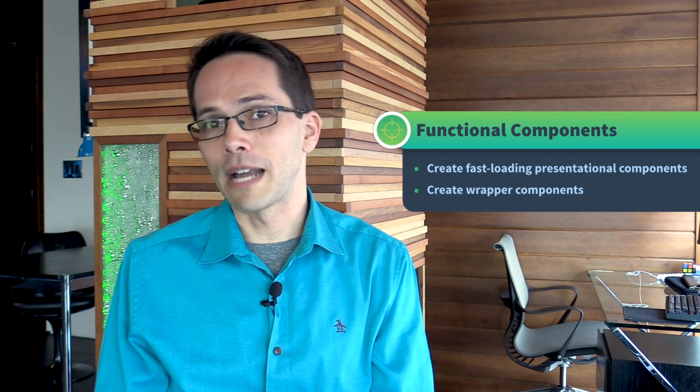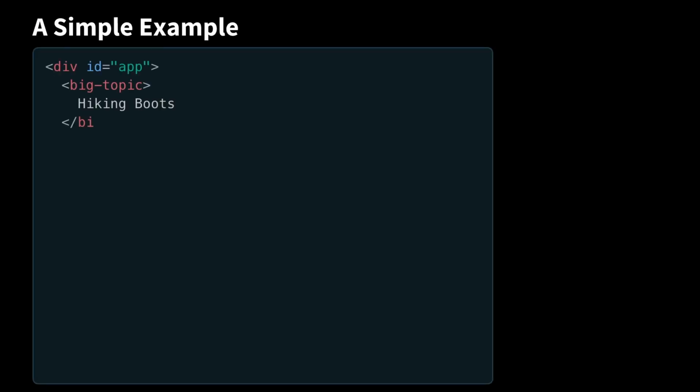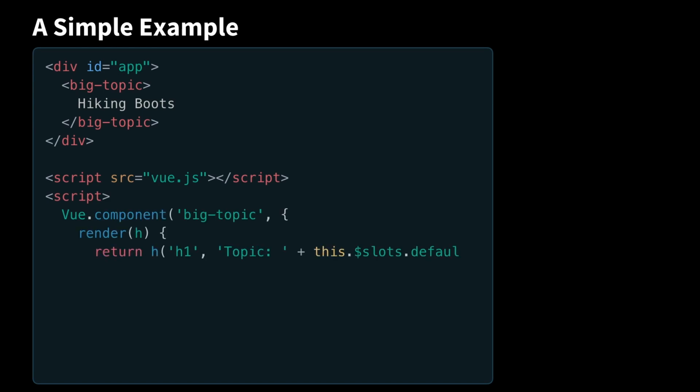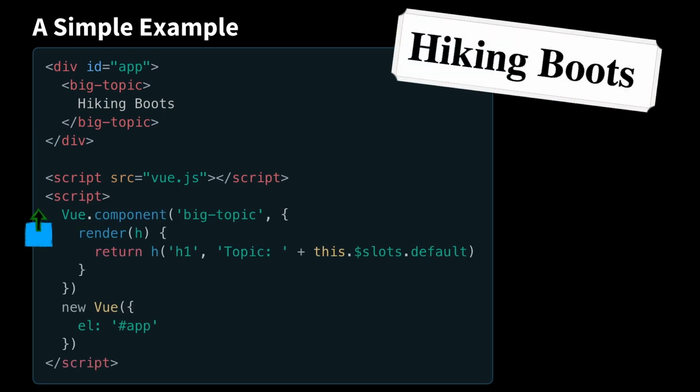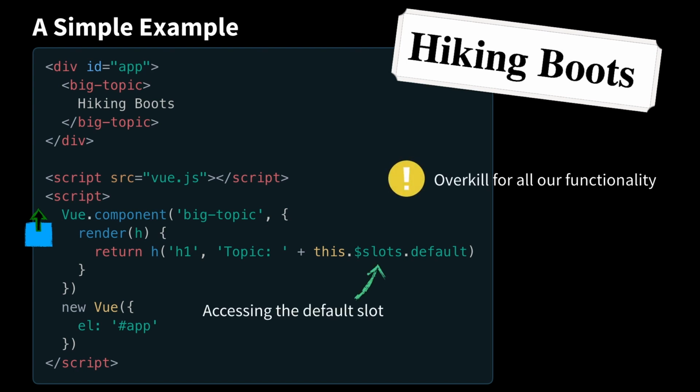In this lesson, we're going to be learning all about functional components that allow us to create fast-loading presentational components and wrapper components. Let's jump into it. Here you can see we have a very simple component. All it does is print out an H1 with our topic, which is just wrapped in our default slot. This is a bit overkill for all the functionality that we're given in components as it is. Wouldn't it be nice if there was a way to create a simplified component, a slimmed down component?